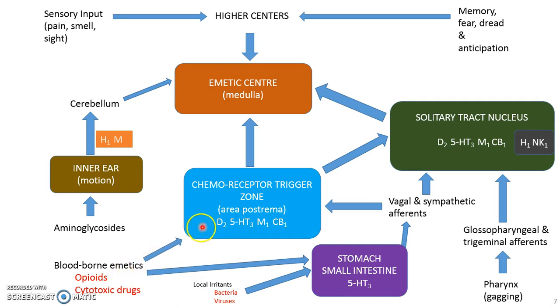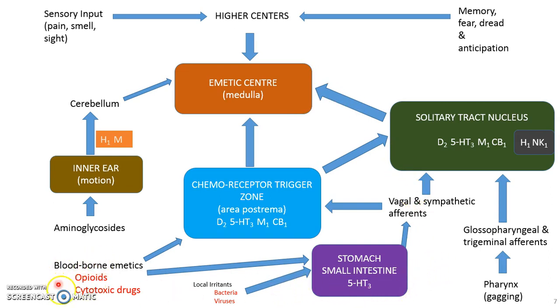And this triggering will also lead to the triggering of the emetic center in the medulla, and it can also transmit impulses to the solitary tract nucleus. And in the solitary tract nucleus, you have the dopamine 2, serotonin 3, muscarinic 1, and cannabinoid 1. So these are 4 components that are similar between the area postrema and the solitary tract nucleus. They share these receptors. But in addition to that, the solitary tract nucleus has got the histamine 1 and neurokinin 1 receptor. So from the chemoreceptor trigger zone to the solitary tract nucleus and towards, again, the emetic center, causing vomiting.